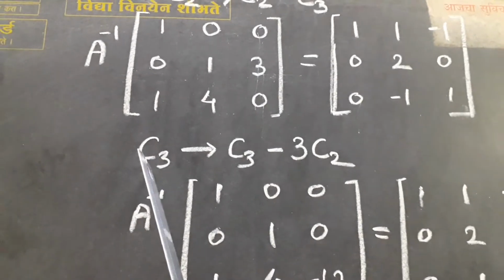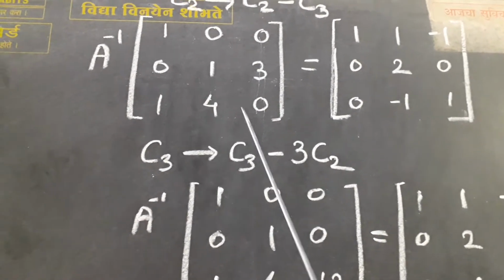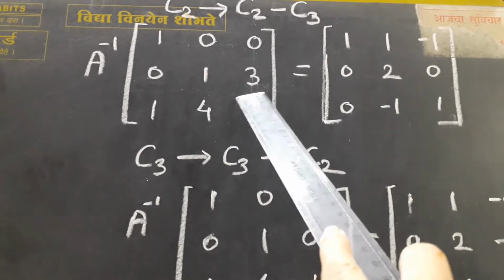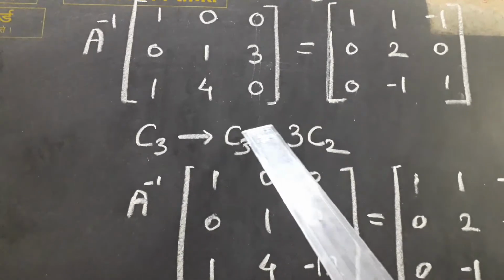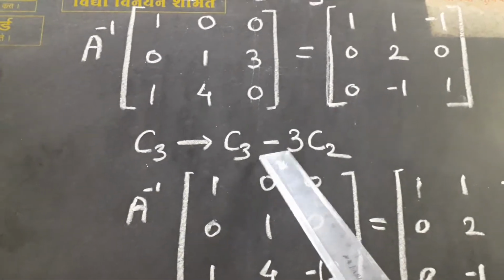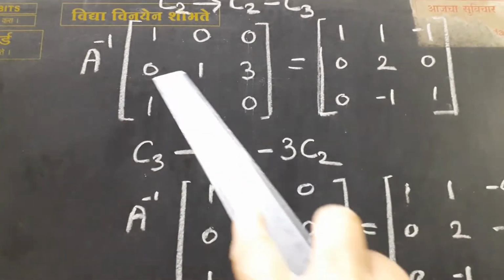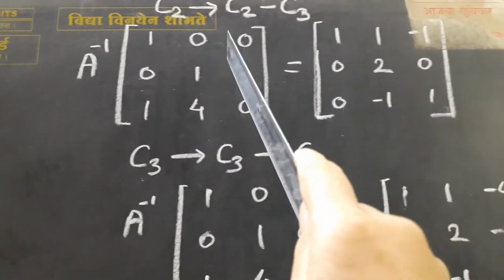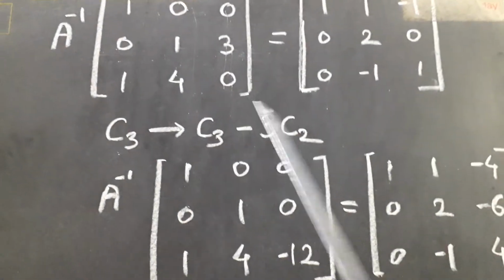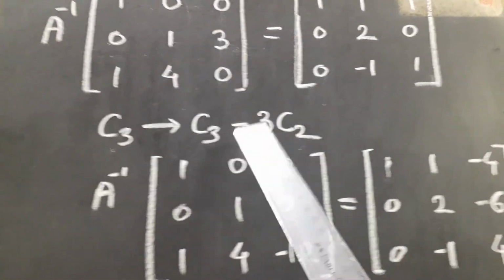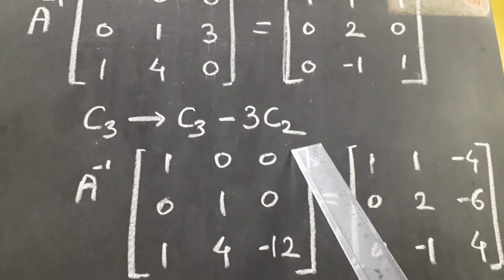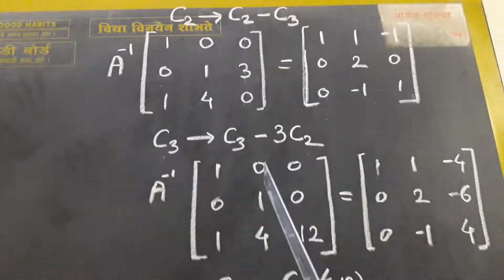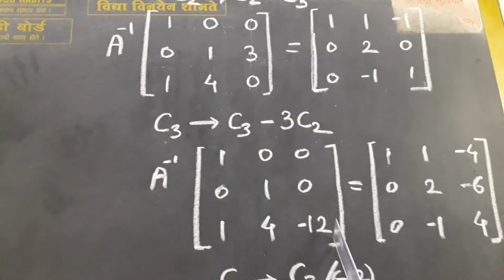So we are changing the third column. Which element do we want to change to 0? It is 3, the opposite of that is minus 3, so k becomes minus 3. Since we are completing the second row, we will make use of the second column as Cj. So C3 minus 3 times C2, and whatever the change is in the third column, we will write it.